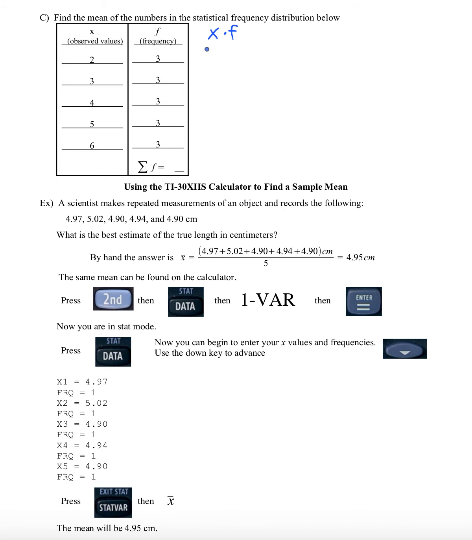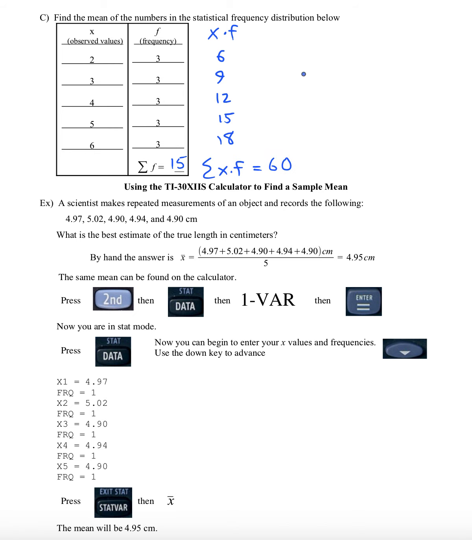So see, 2 times 3 would make 6. 3 times 3 makes 9. 4 times 3 would be 12. 5 times 3 is 15. And then 6 times 3 is 18. At the bottom, we'd like to sum up the total number of data pieces in the distribution, right? So 3 plus 3 plus 3 plus 3 plus 3 makes 15 data pieces. We also want to get the sum of x times f, though, from this new column. That's going to be 60.